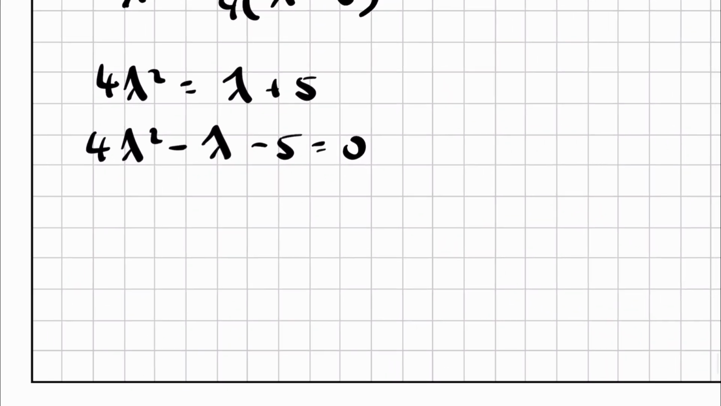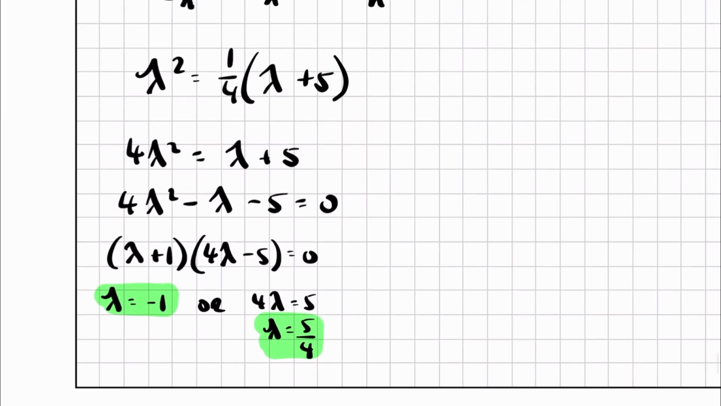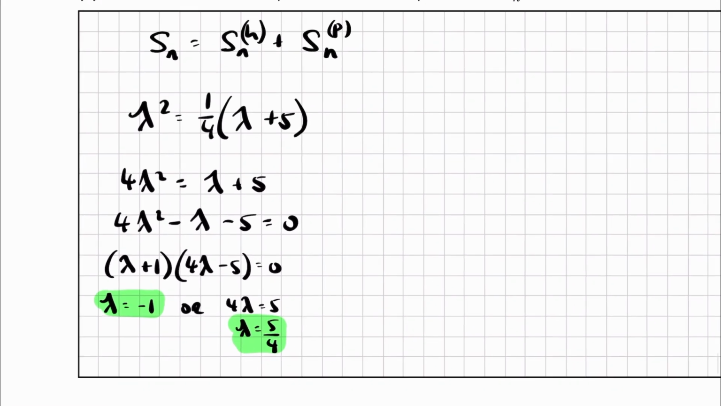Then what I look at here is, can we factorize this? When I factorize this, I get lambda plus 1 times 4 lambda minus 5. So lambda equals negative 1, or 4 lambda equals 5, so lambda equals 5 over 4. So we have 2 different solutions, which is perfect. Let's make our homogeneous equation from this.